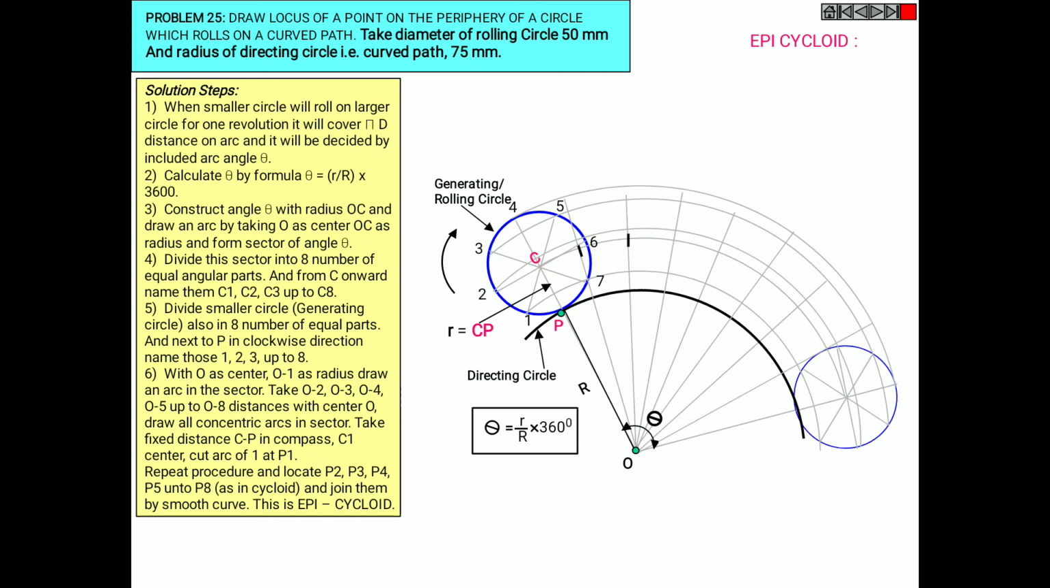Now cut the arcs with O as center, O to 1 as radius, and draw an arc in the sector. Take O2, O3, O4, O5 and so on up to O8. With center O, draw all concentric arcs in the sector.